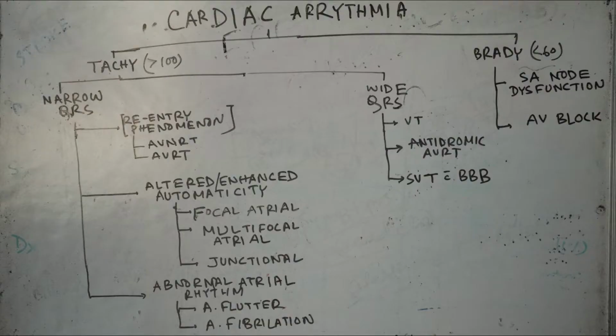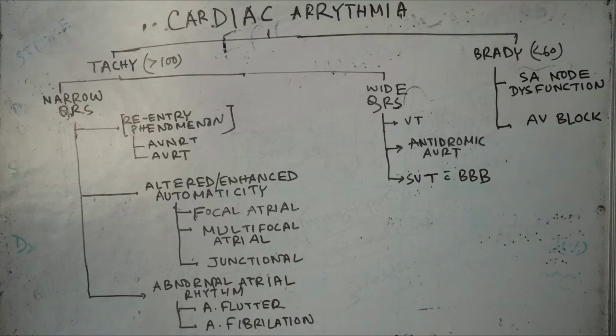Now let's see the different types of cardiac arrhythmias. Cardiac arrhythmia is simply divided into two types, tachy and brady. Tachycardia is further divided into narrow QRS tachycardia and wide QRS tachycardia based on the QRS complex. If the width of the QRS complex is more than 3 small squares on the ECG strip, then it is called wide QRS complex. Wide QRS complex tachycardia consists of VT, antidromic AVRT, and supraventricular tachycardia with bundle branch block. Out of them, VT is the most common and is a medical emergency.